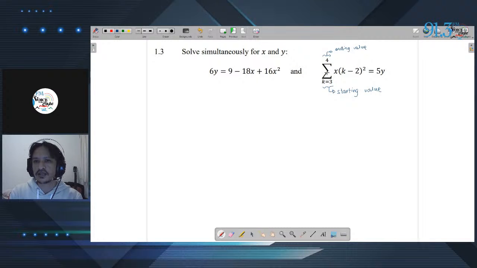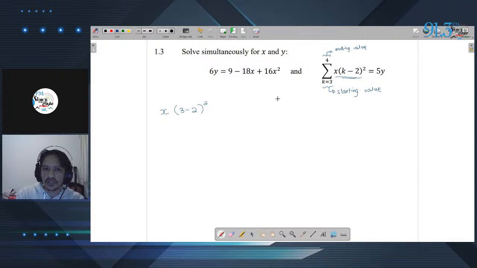And this sigma over here, that's also called sigma notation. This is just telling us that this is the sum of whatever is going on here. And they're telling us that the sum of this is going to equal 5y. So let us take a look. Now all we do is step 1. We first use k equals 3. So wherever you see k, you can replace it with 3. So we got x bracket 3 minus 2 to the power of 2.